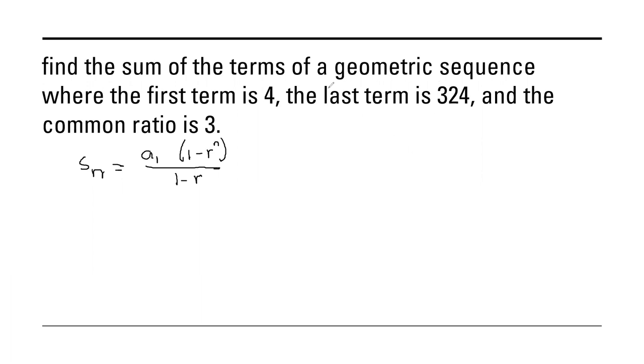So, babalik tayo sa original formula ng ating geometric sequence. What is the formula of our geometric sequence? A sub n is equals to A sub 1 times R raised to n minus 1. This is our original formula. Okay? Hinahanap natin ang number of terms na nandito.